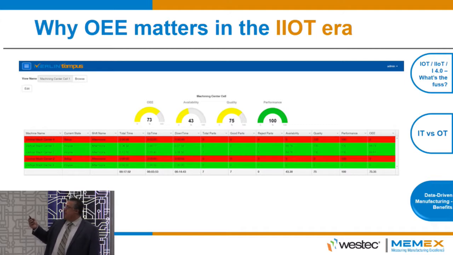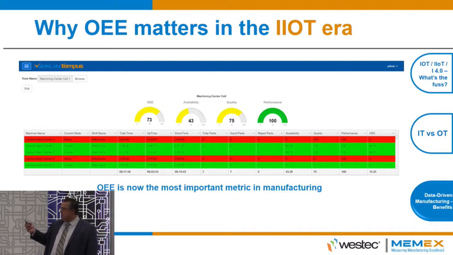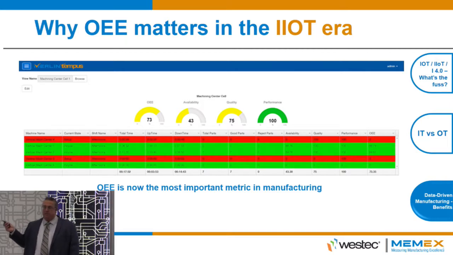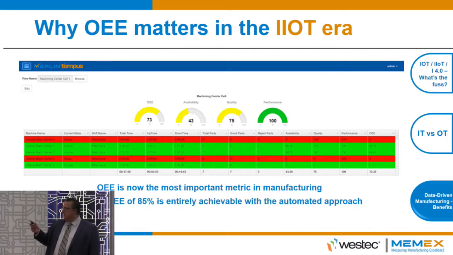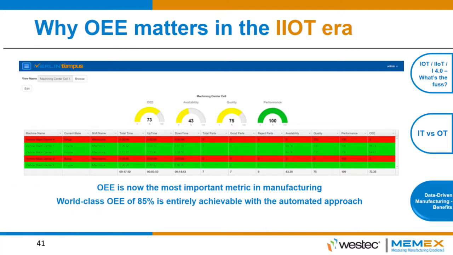So why does OEE matter in the IoT era? Well, it's one of the most important metrics in manufacturing. We're able to now finally distill the efficiency of any production process into a number. And we'll get to what the numbers mean in a minute, but world-class is 85%, which is 95% in each of the 3 categories across the top: availability, quality, and performance.